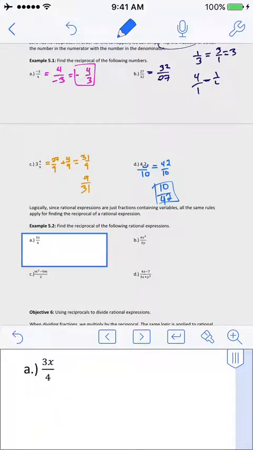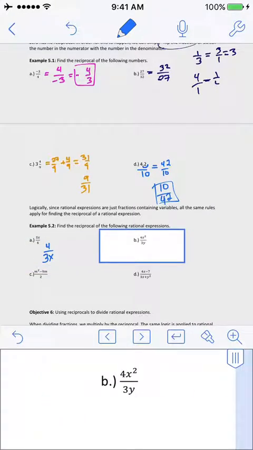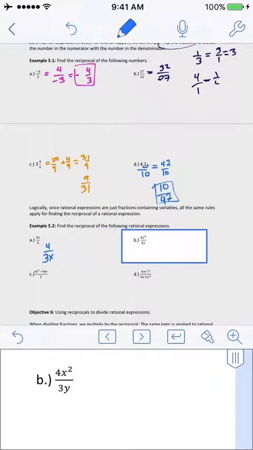So the reciprocal of 3x over 4, 4 over 3x. Easy. The reciprocal of 4x squared over 3y, that would become 3y over 4x squared. It's important to note that I am not writing equal signs in between these two, right? Because they are not the same thing. A reciprocal is not equal to its original, okay? Original is not equal to its reciprocal. They are two separate fractions.